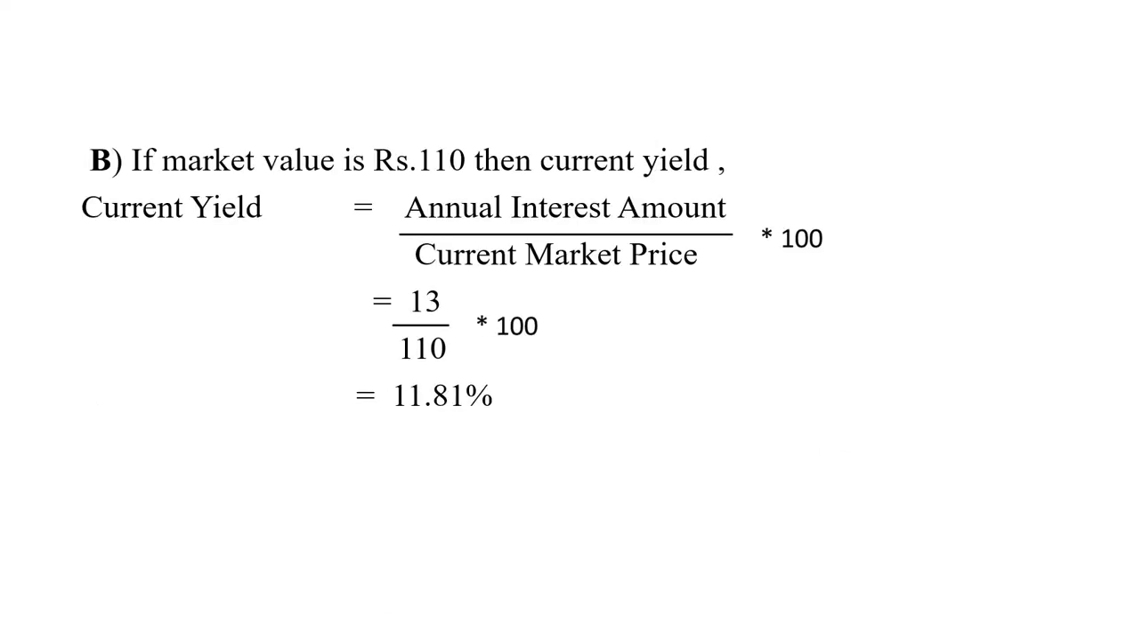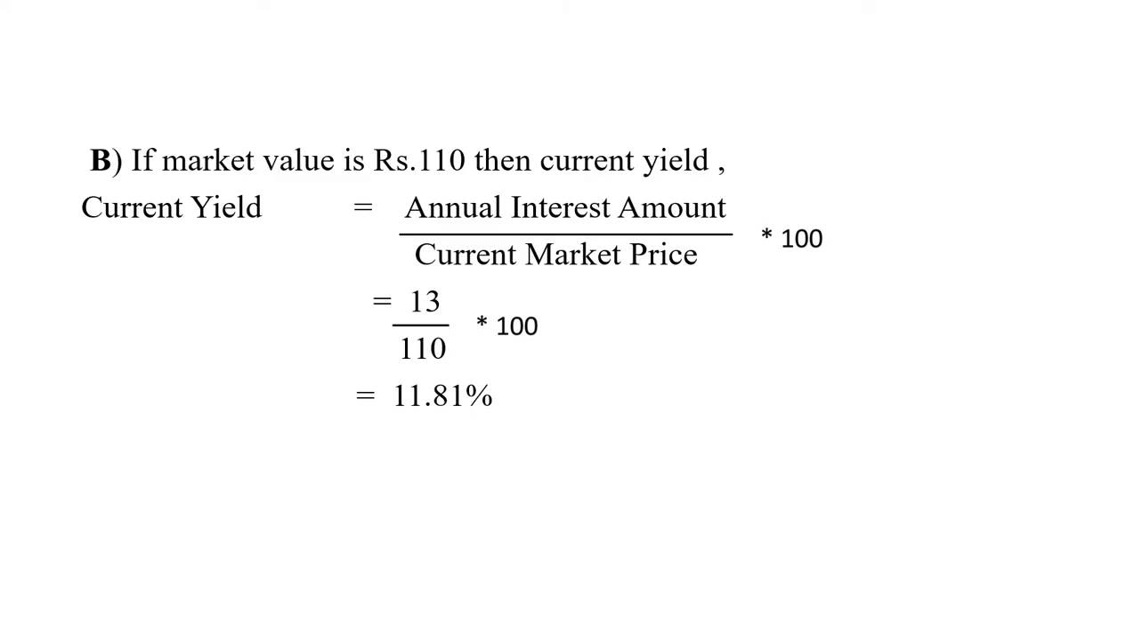Next is the third case. If the market value is 110, then what is the current yield? Same formula, annual interest amount divided by current market price into 100. How much is the annual interest amount? Already we calculated, that is 13, divided by current market price. How much have they given here? The market value is 110. So that itself is the current market price. So 13 divided by 110 into 100. So how much did we get as the answer?